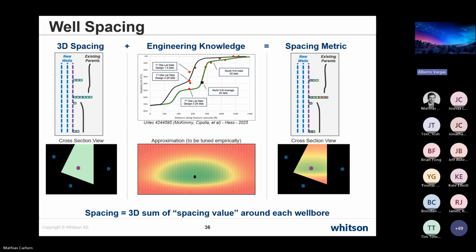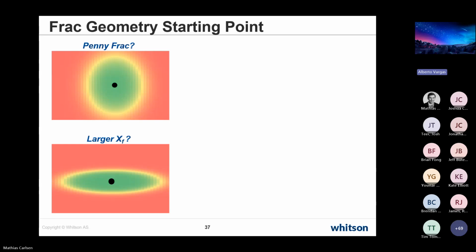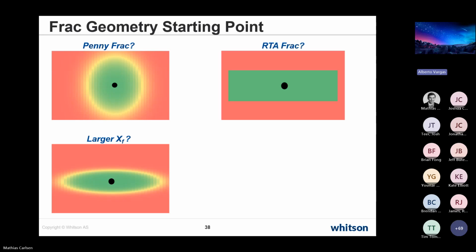So that leads us to the question of what shape should we start with or what should we try? So I have two maybe common cases. You could start with, is it a penny-shaped frac? Is it nice and round? You have a larger XF, which is maybe typically what you see from a frac model. I did a lot of RTA, so maybe I would say that it looks something like this.